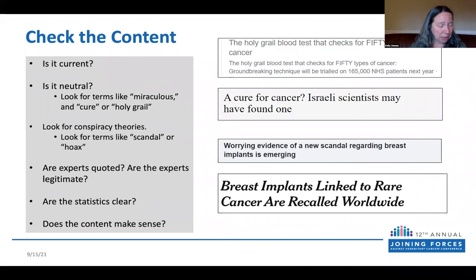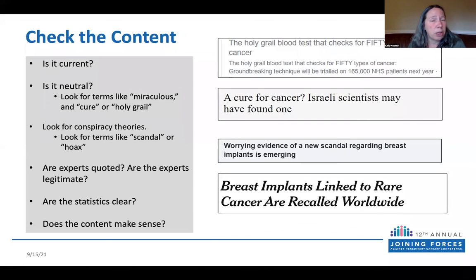Look for conspiracy theories. We're seeing more and more of this. So terms like scandal or hoax. In the case of the two headlines below about breast cancer implants, one says, "Worrying evidence of a new scandal regarding breast cancer implants is emerging." That tells me that's not the most neutral source. The headline below it, "Breast implants linked to rare cancer are recalled worldwide," is a more accurate coverage of an issue that is an important issue about breast cancer implants.